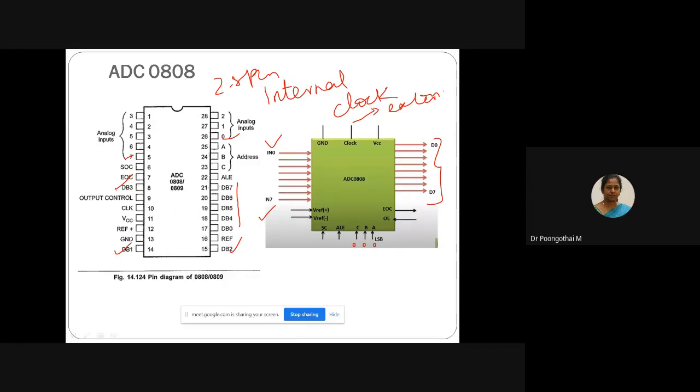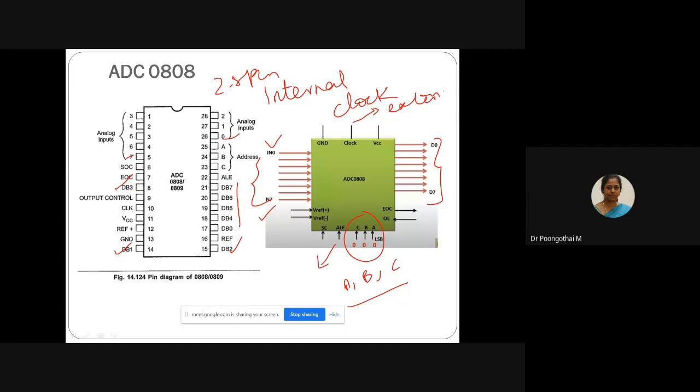First thing is the input pins, IN0 to IN7. So it has 8 analog input pins. These pins are multiplexed together, and only one of them can be selected using 3 select lines, namely A, B, C, that are used to select your input pins. The important pin associated with this channel selection is ALE.